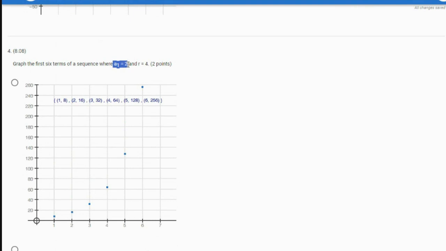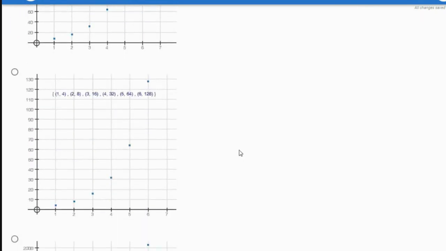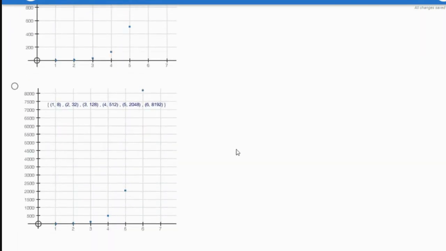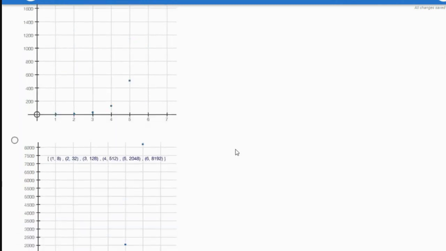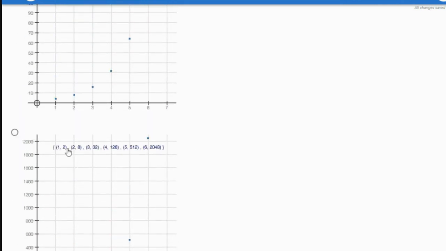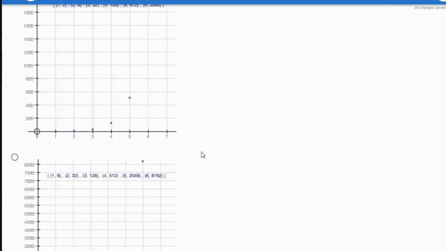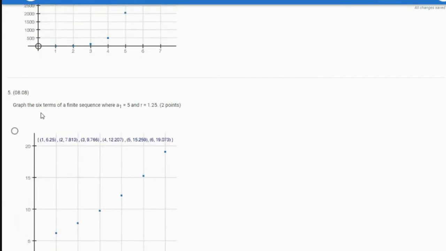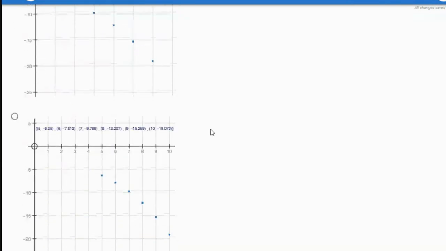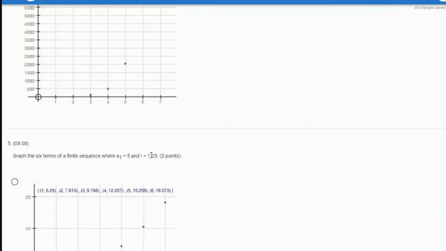Here's another one. First term is 2. The ratio is 4, so it goes up times 4 every time. So what do they have? That's a little harder to tell if it's at 2 or not, but they give you the points right here. 1, 2, 2, 8. So they give you the points. All right, graph these 6 terms of a finite sequence where A1 is 5 and the ratio is 1.25. So which one of those graphs would do that? It uses that ratio. It goes up by 1.25 each time, starts at 5.